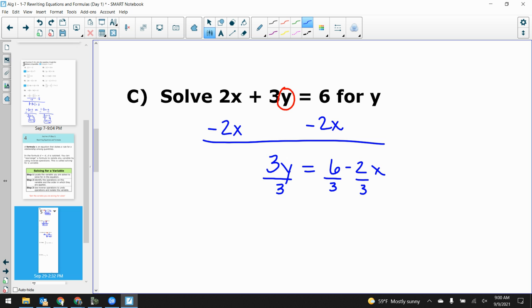So that's going to cancel the 3's on the left side. That's going to give me y completely alone. 6 divided by 3 is 2. And then I've got 2/3 x. Now you could make that 2x over 3. That would be equivalent. But I'm going to write it as 2/3 x because pretty soon that's going to be our slope for a line. We just actually put it into slope intercept form right there. You didn't even realize you did it.